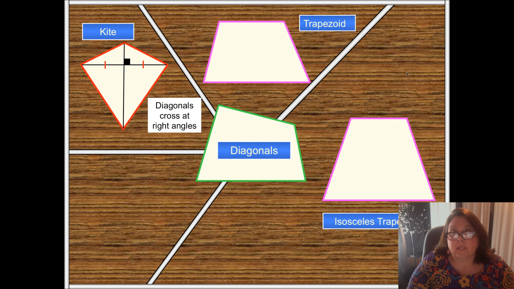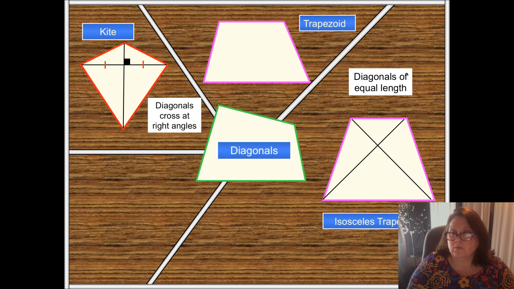All right, in a regular trapezoid, again, there are no set patterns about the diagonals, so I don't have anything specific that we're going to look at there. But in an isosceles trapezoid, my diagonals are of equal length. All right, so that means going from corner to corner diagonally, this diagonal is equal to this one.